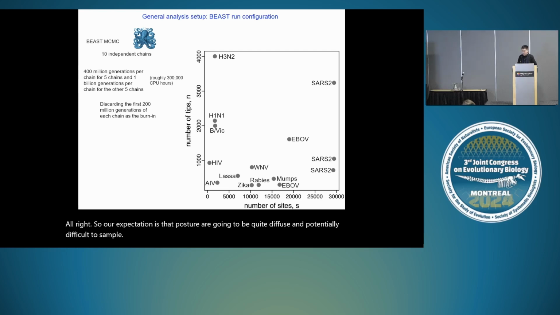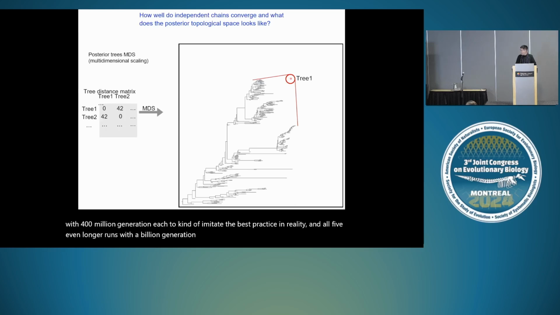We ran 10 independent BEAST MCMC replicates for each data set, including 5 long runs with 400 million generations each, to imitate the best practice in reality, and 5 even longer runs with 1 billion generations each. Then let's look at the results.